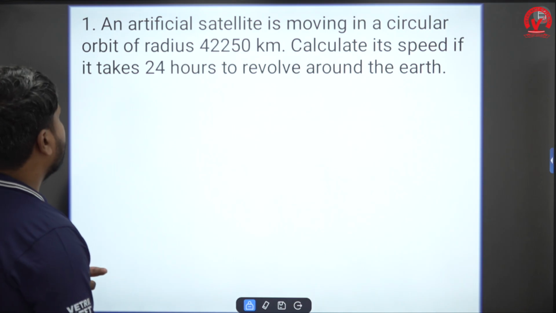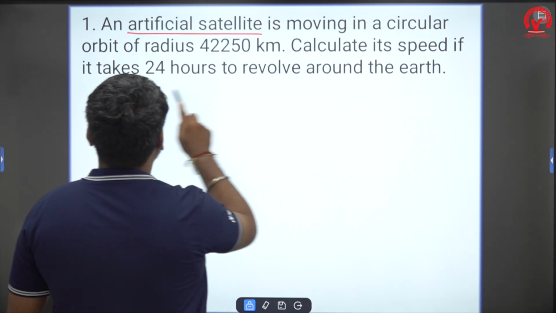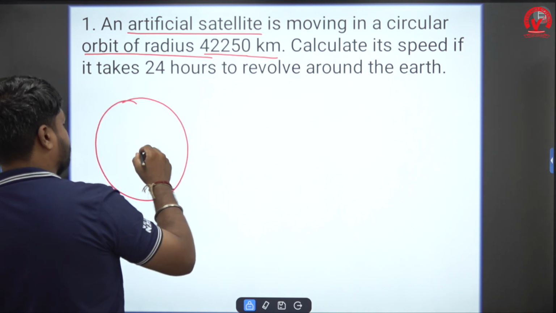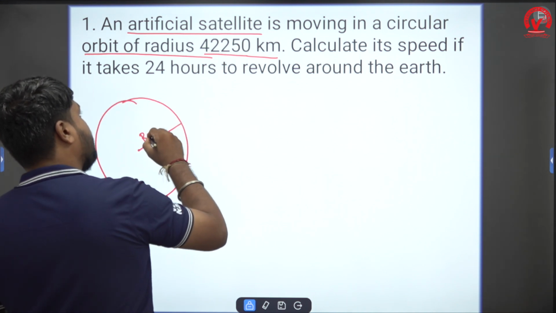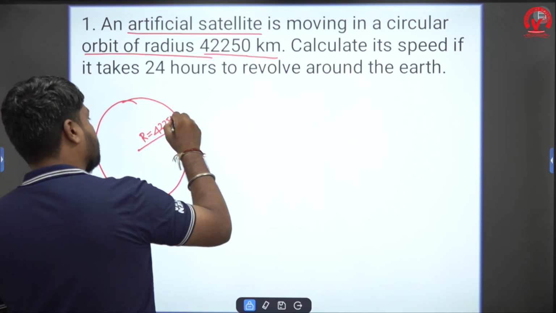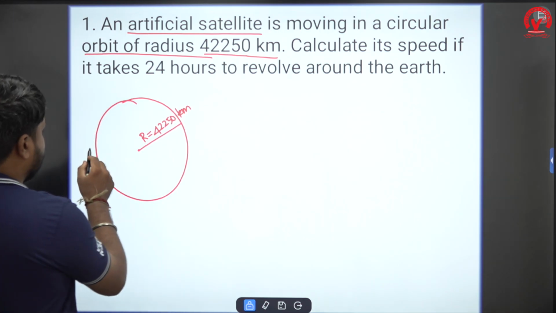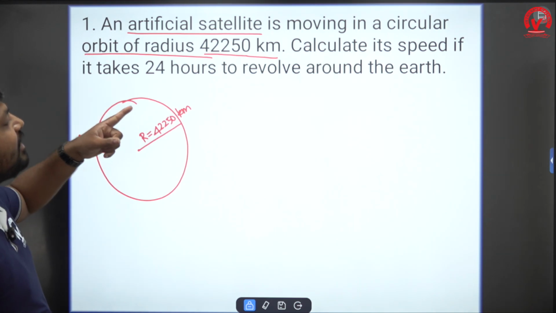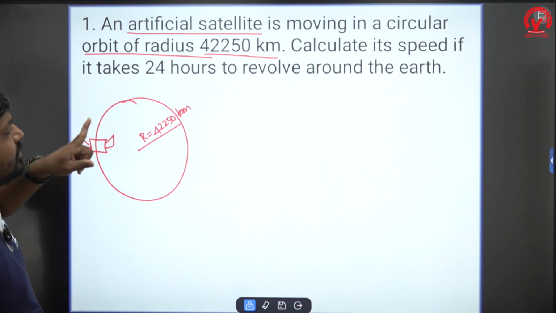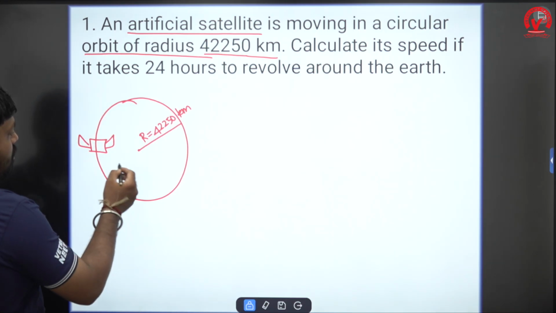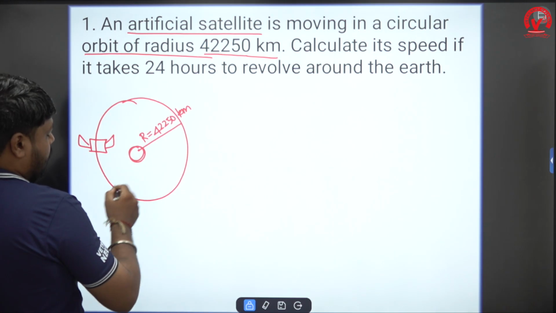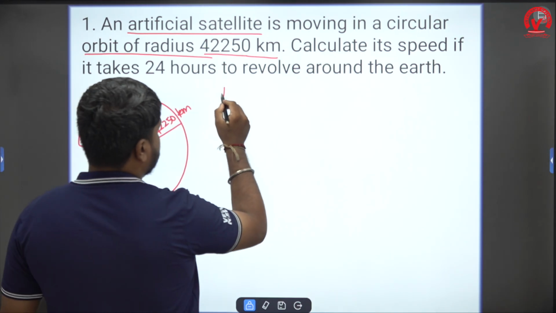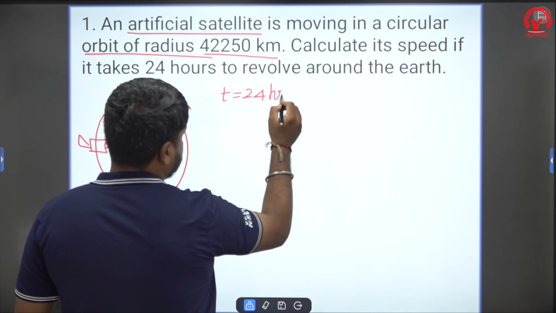An artificial satellite is moving in a circular orbit of radius 42250 kilometer. Okay, consider this is the satellite. Calculate its speed if it takes 24 hours to revolve around the earth. So consider here is the earth. So it takes how many hours? 24 hours. T is equal to 24 hours.